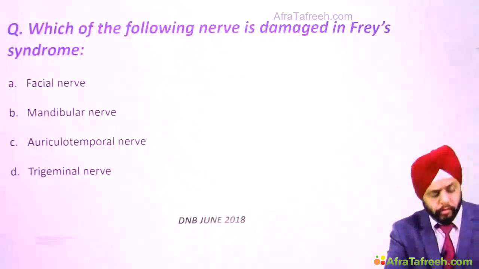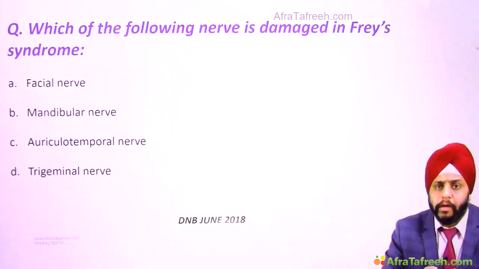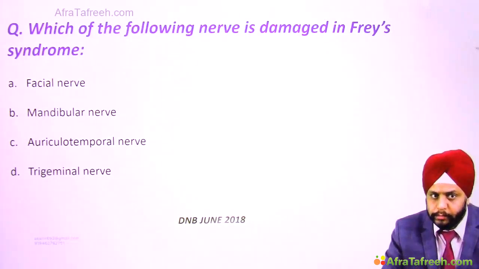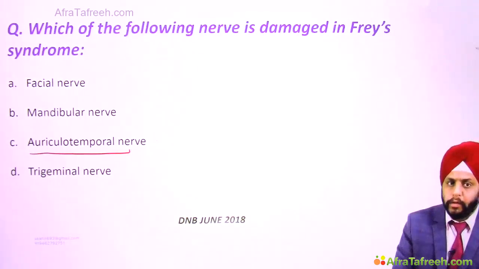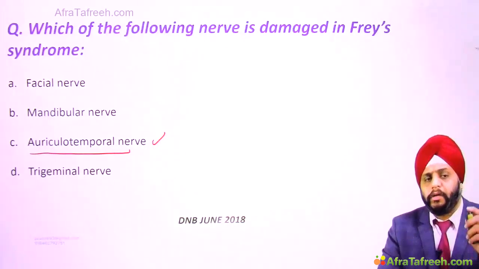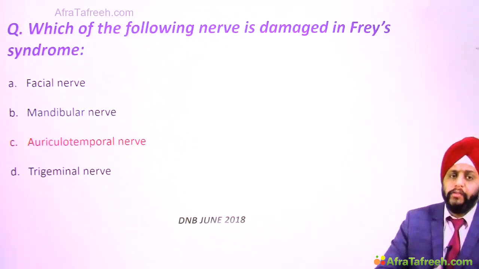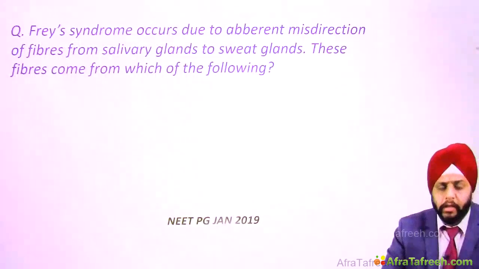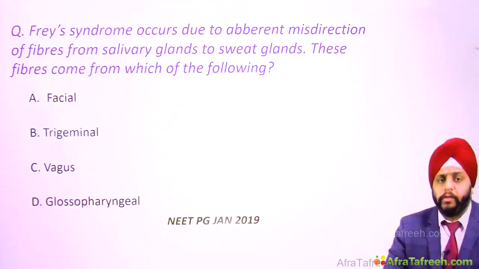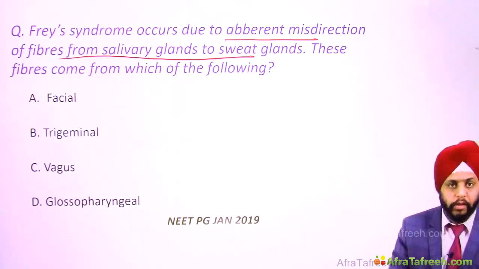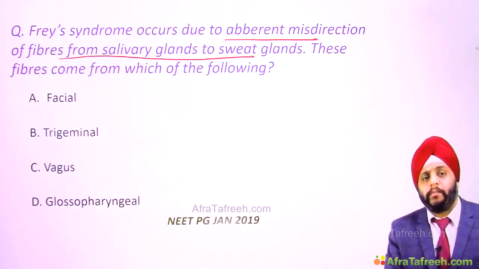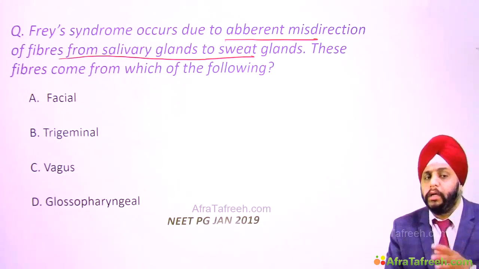Right? Now, question. Which of the following nerves is damaged in Frey syndrome? When this question is asked, your answer is auriculotemporal nerve. So that is our answer to this question. But suppose I change the language of this question. How can I change? Let's look at another question. Frey syndrome occurs due to aberrant misdirection of fibers from the salivary glands to sweat glands. We know this. These fibers come from which of the following nerves?